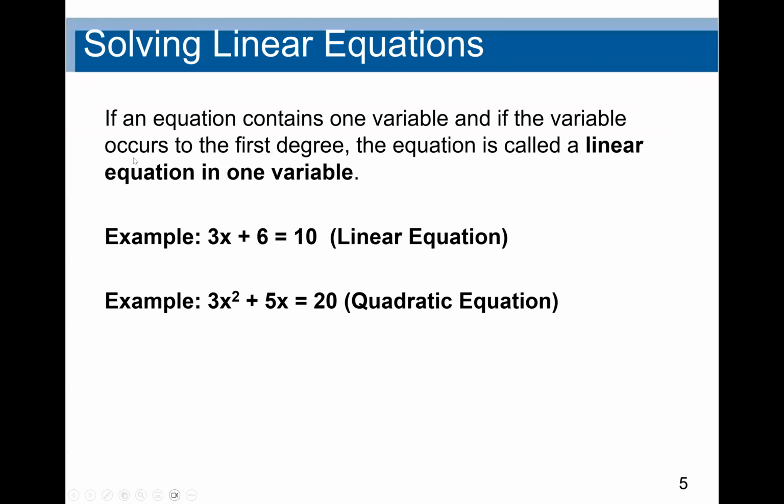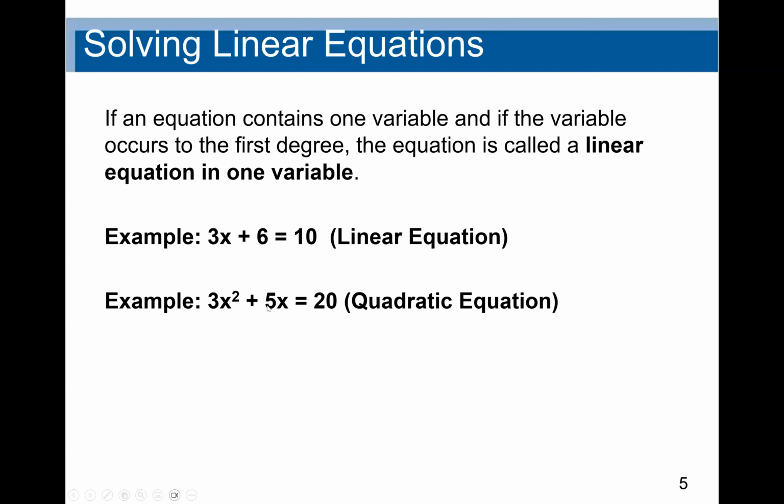So here we say if an equation contains one variable, and if the variable occurs to the first degree, when we say the variable occurs to the first degree, we mean that the variable exponent is 1. So if the variable exponent is 1, or first degree, then we call the equation a linear equation. So for example, 3x plus 6 equal to 10 is a linear equation because the variable exponent is 1.